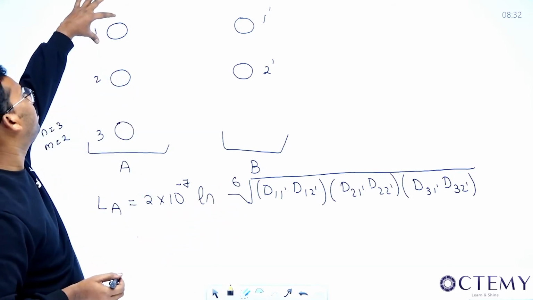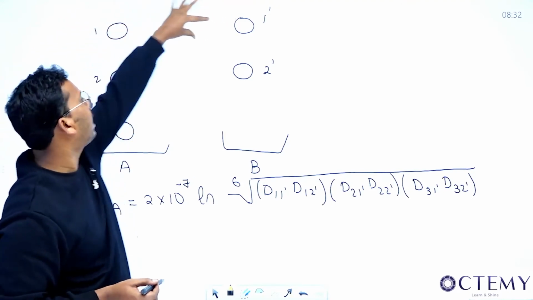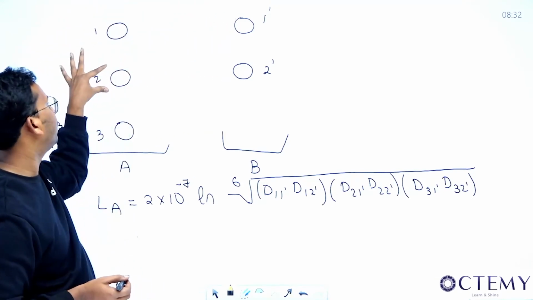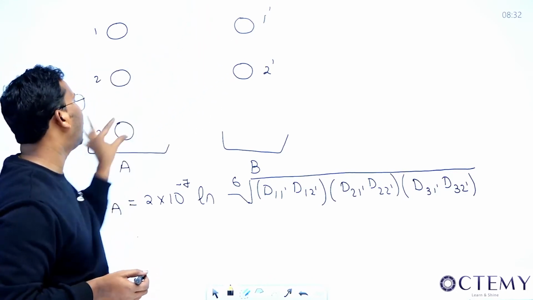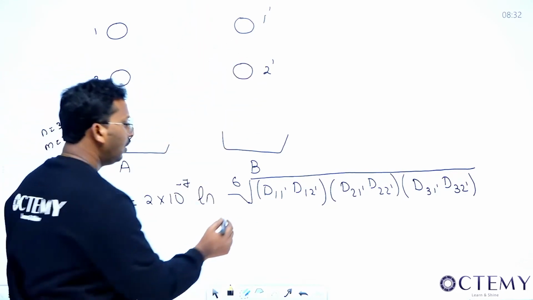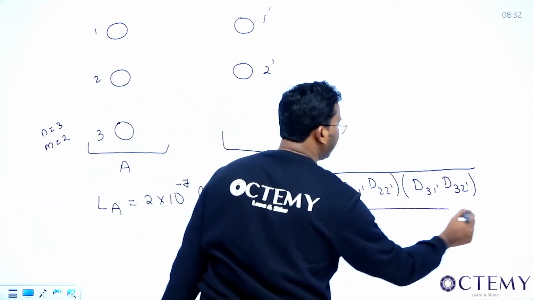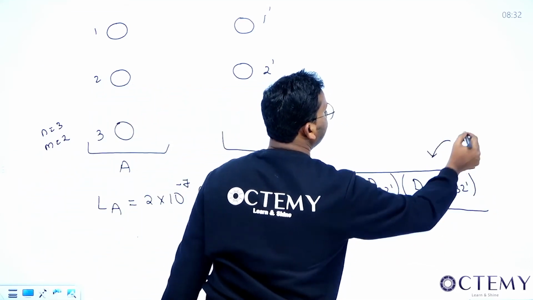So the distance between each conductor in this and each strand in the other, whole divided by, so this is your GMD. This is basically your GMD.